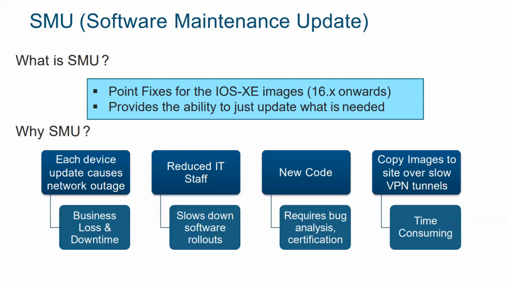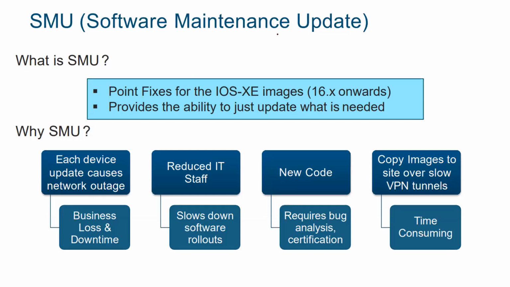We talked also about software maintenance updates, SMUs. Why do I need an SMU? I need to reduce the downtime to the minimum, so I don't have to reboot routers. I don't need to upgrade everything. Maybe I just need to apply a certain hot patch. Also, I don't need a big number of staff. I don't need to apply new code, because new code requires bug scrub, bug analysis, and certification. So big companies don't like to jump between codes so fast.